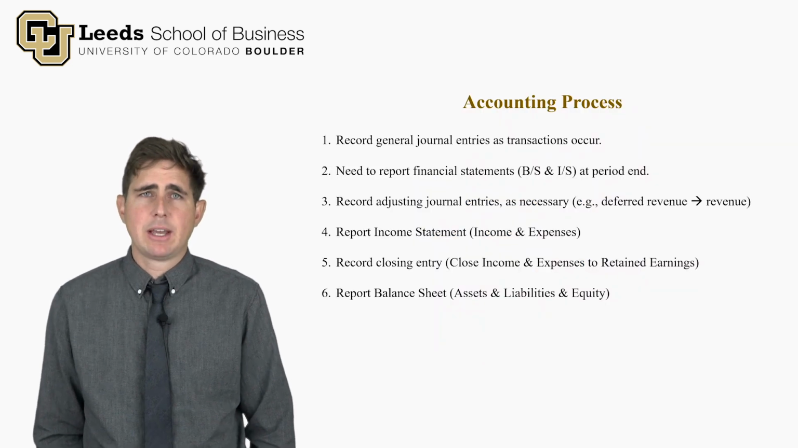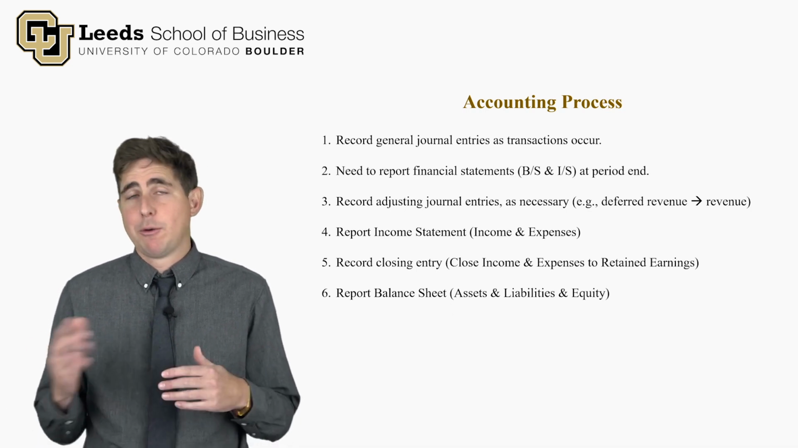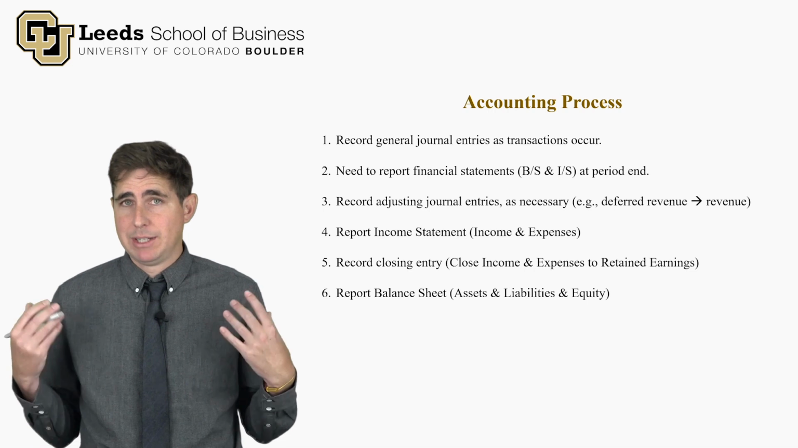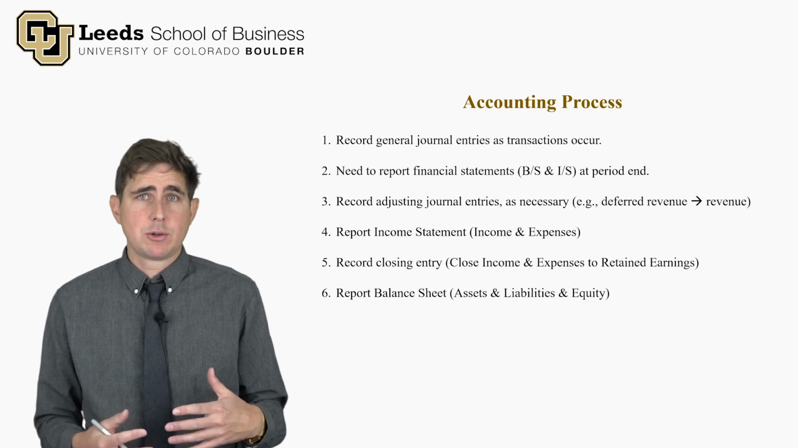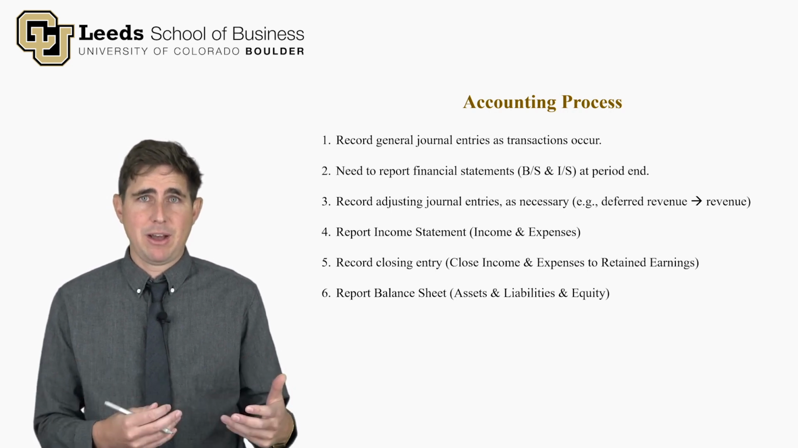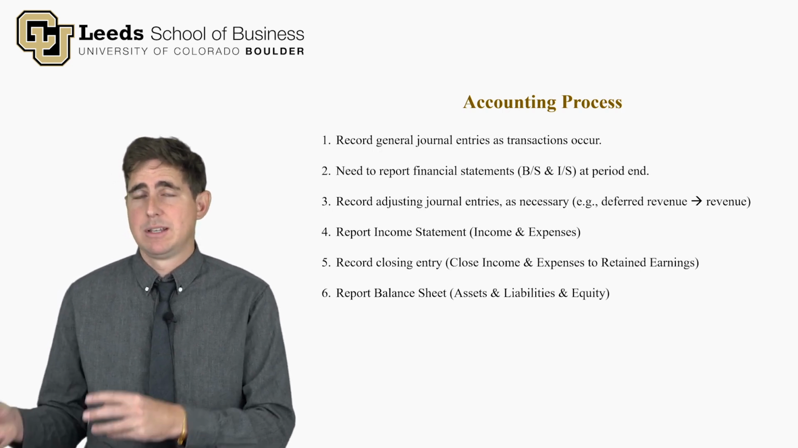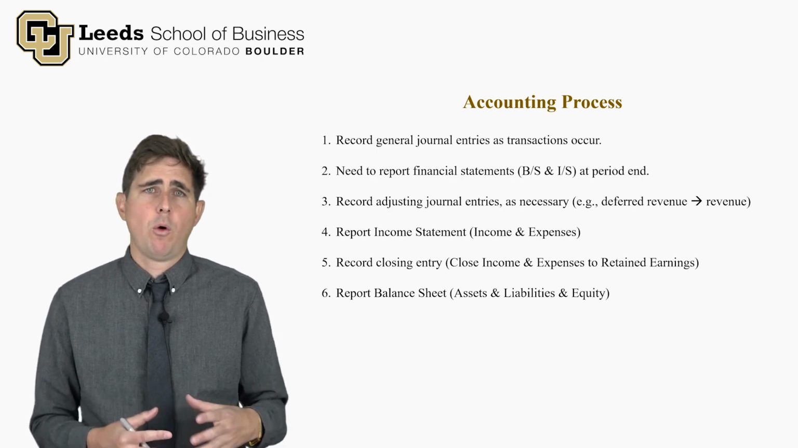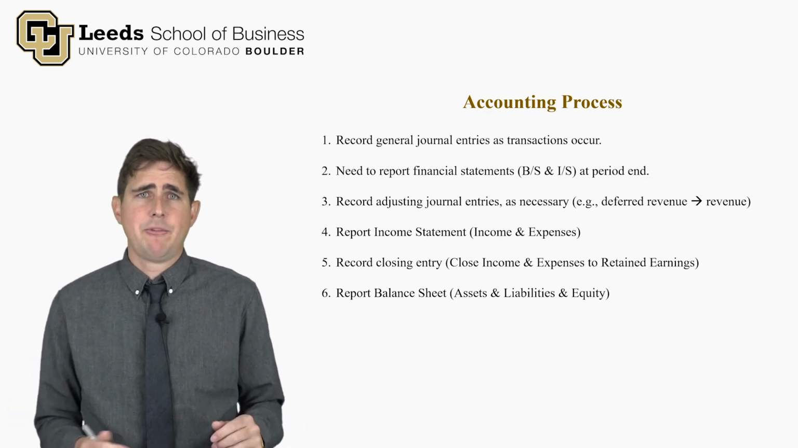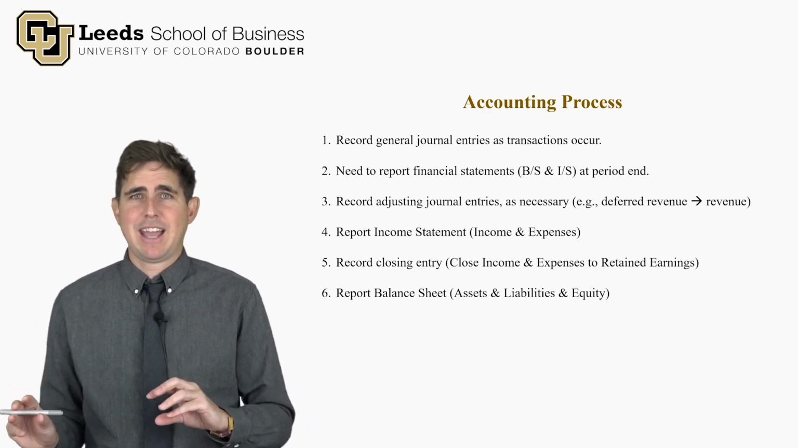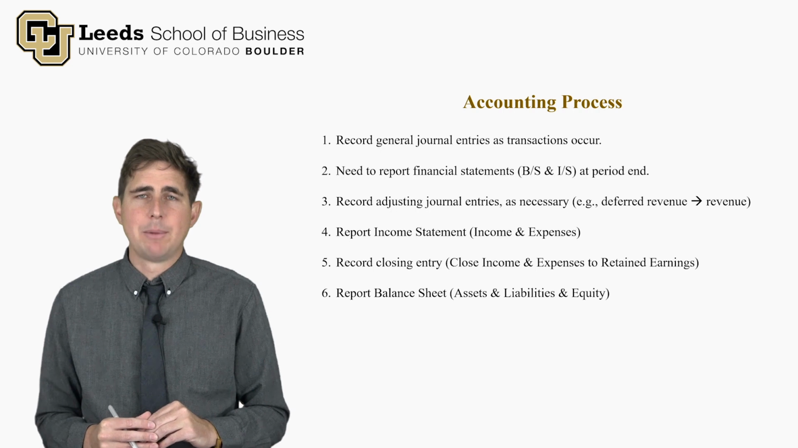So just to recap about the accounting process. First, we record general journal entries as transactions occur. Then we arrive at the end of a reporting period, and we decide, okay, now we need to report a balance sheet and income statement to investors. So we record adjusting journal entries as necessary to make sure the income statement and balance sheet are fairly presented. And so, for example, we transfer some deferred revenue into revenue if we've earned it. Number 4, we report an income statement, so the income and expenses are reported on the income statement. Step 5, we close all of those income statement accounts into retained earnings. And step 6, we can report a balance sheet with assets equaling liabilities plus equity.